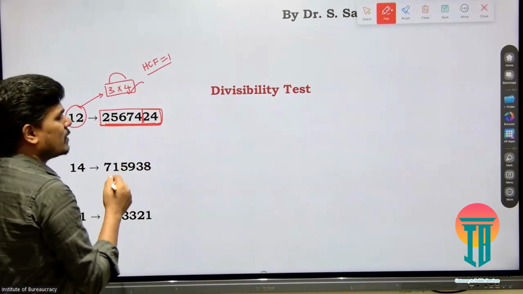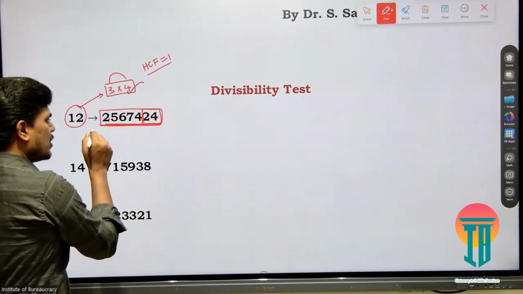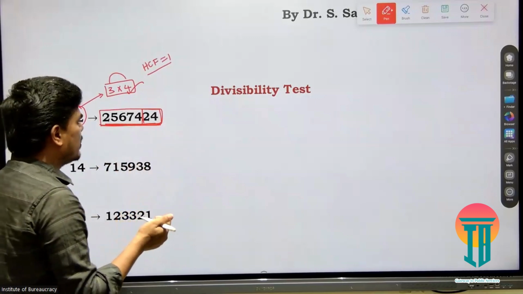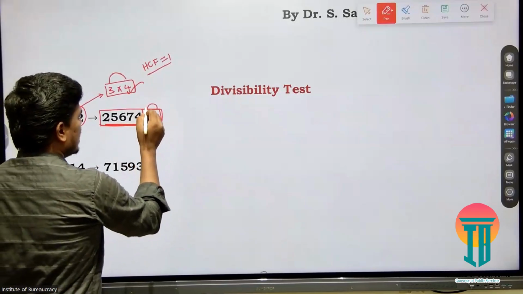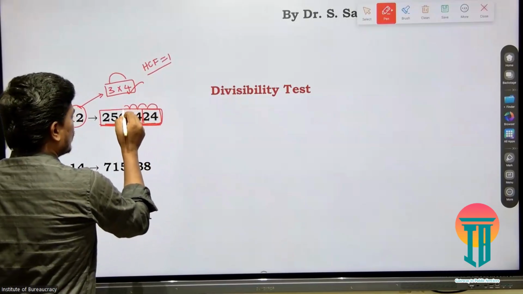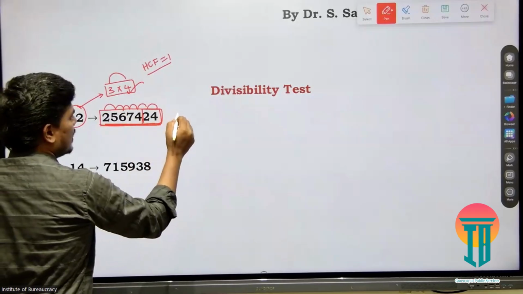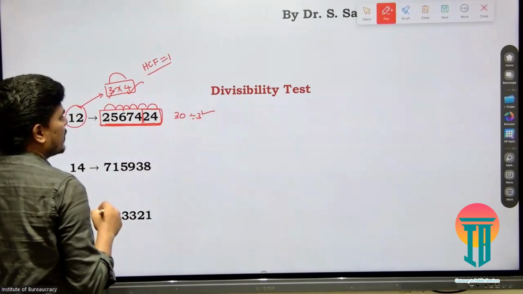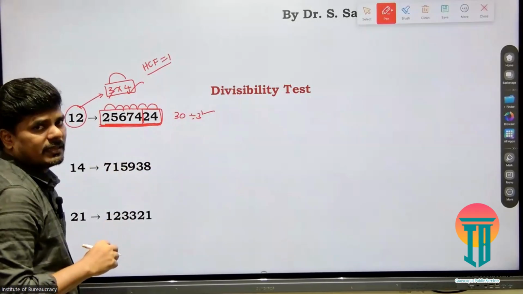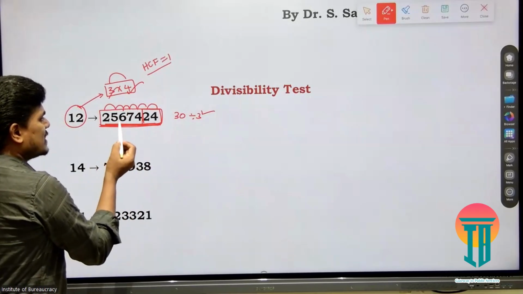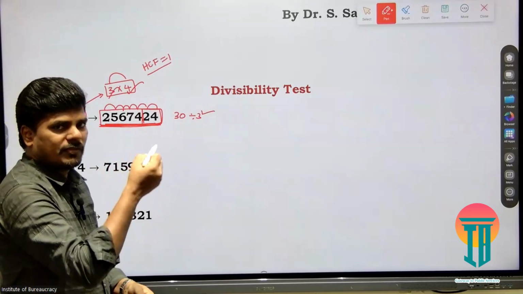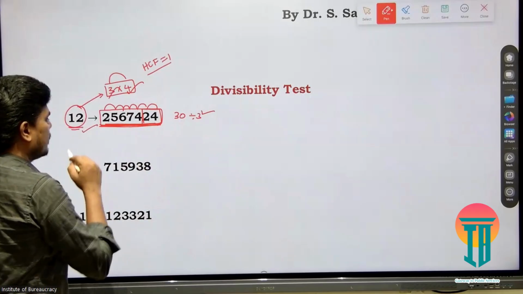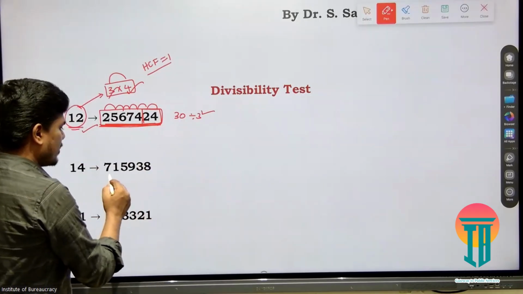Whether this number is divisible by 3 or not, what do you have to do? You have to add all the digits. The sum of the digits should be a multiple of 3. So it's going to be 6, 10, 17, 23, 28, 30. 30 is divisible by 3. Therefore, this entire number is divisible by 3. Since this number is divisible by both 3 as well as 4, this number is divisible by 12.